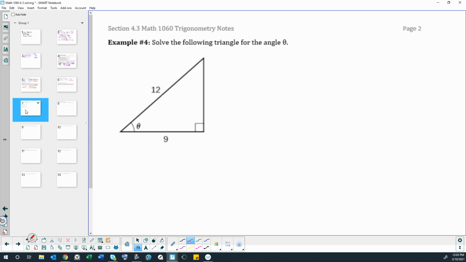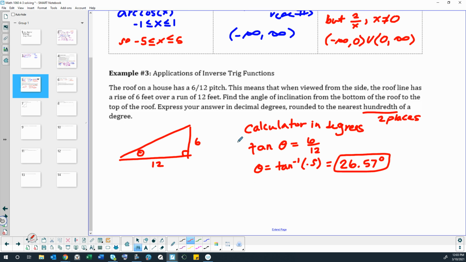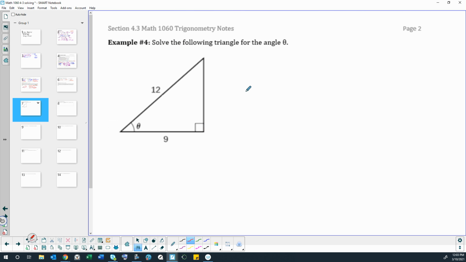Okay, next one. It's approximately the same idea, just using a different ratio to find a different angle in a different problem. Did you need to see this a little longer, or are we good? Okie dokie. Okay, number 4. So here's the angle we're trying to find. This side is adjacent. This side is the hypotenuse. So to find this angle, we want to use which? Sine, cosine, or tangent?